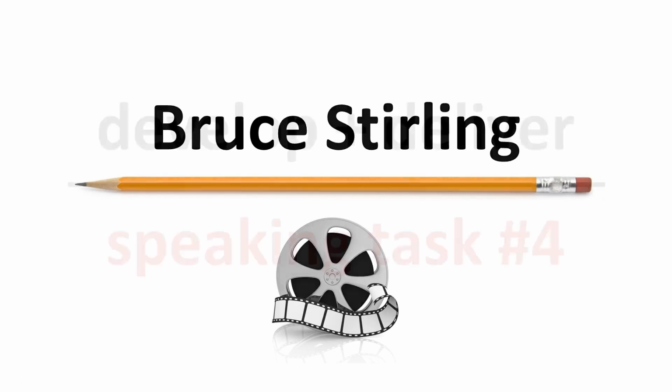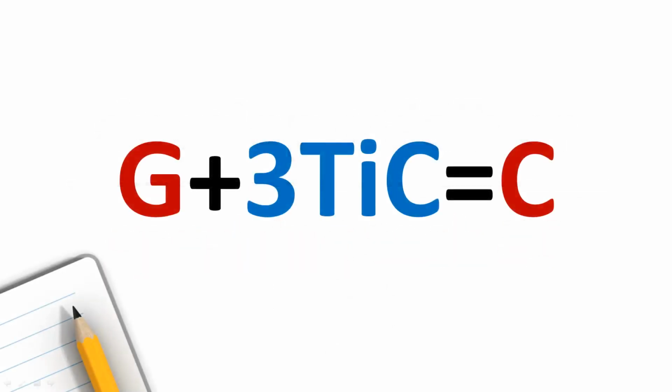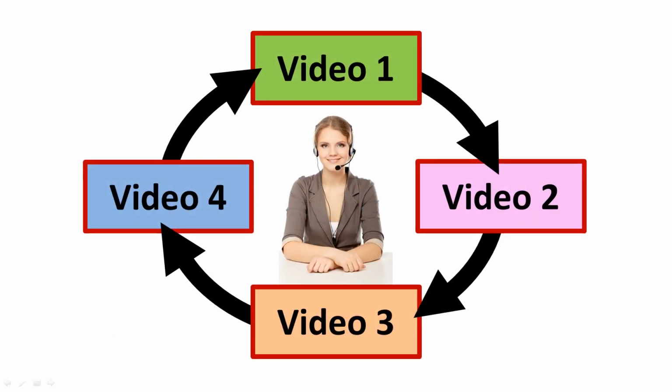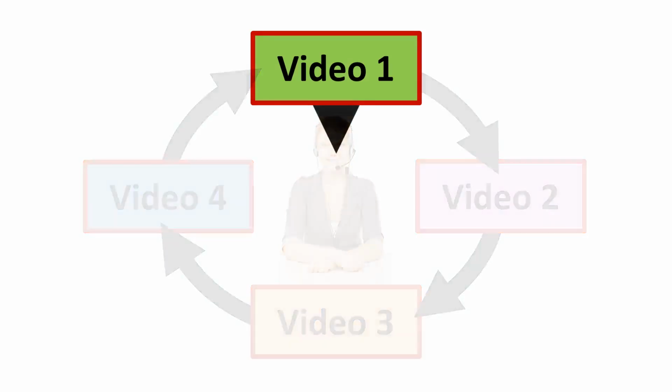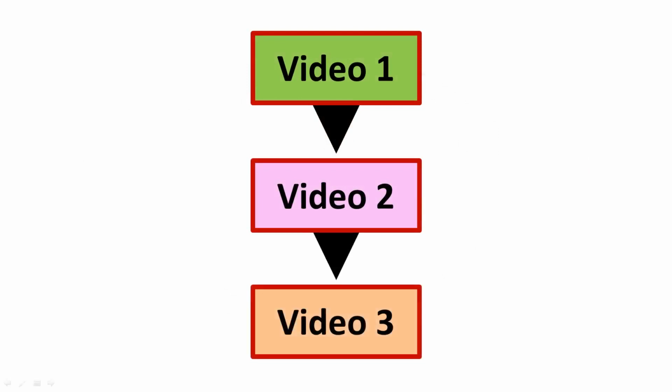In this video, you will learn how to develop and deliver a response for Speaking Task 4 using the argument map G, 3-tick, C. Before we start, please remember, this is an integrated video course. What you learn in one video will be applied to the next. For maximum learning benefit, please view the videos sequentially.